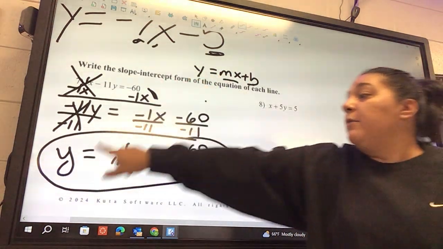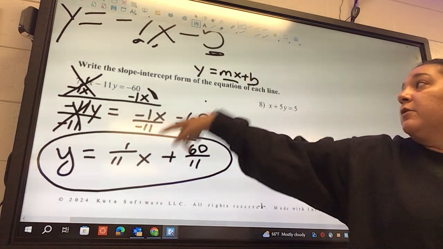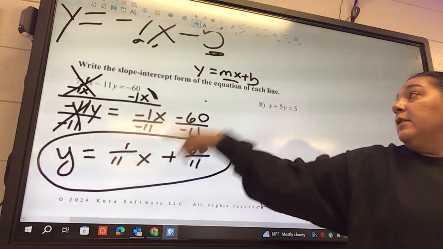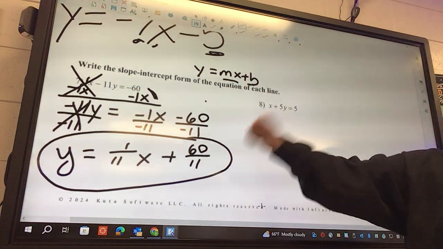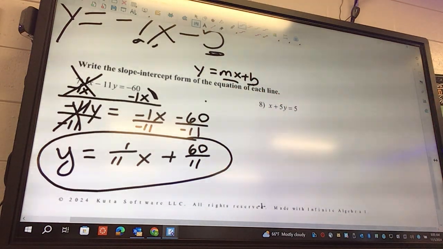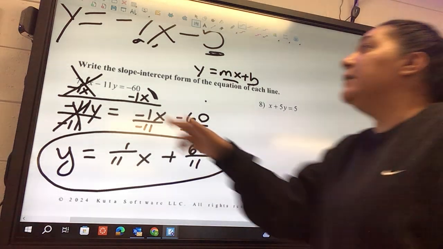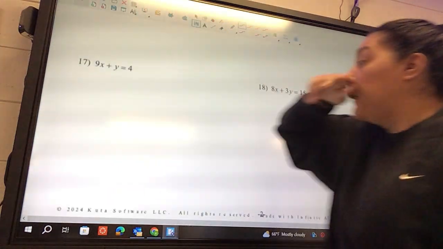We have a y, we have a y. We have an equals, we have an equals. Our m is negative 1 over 11. We got x plus, my b is 60 over 11, okay? So every single time you're going to subtract the x's and then divide by the y's, okay? So let's look at number something.